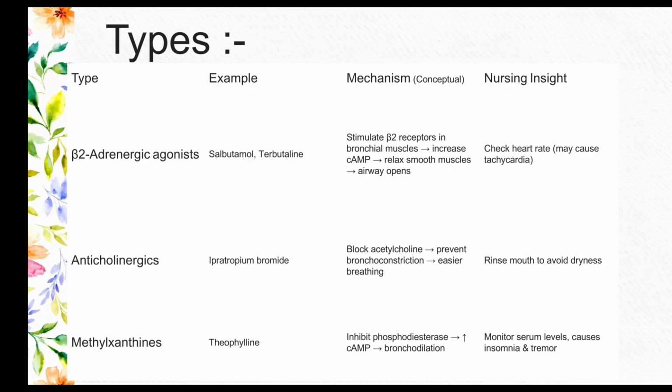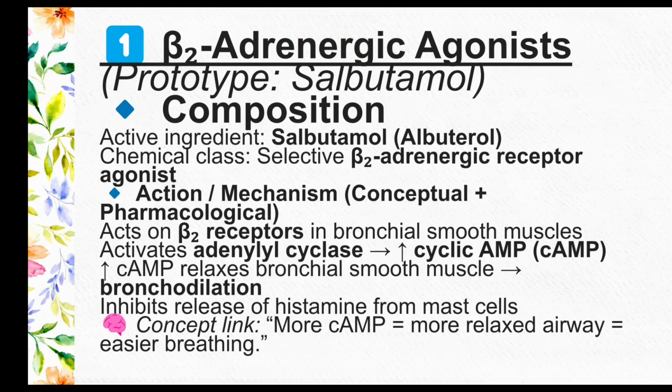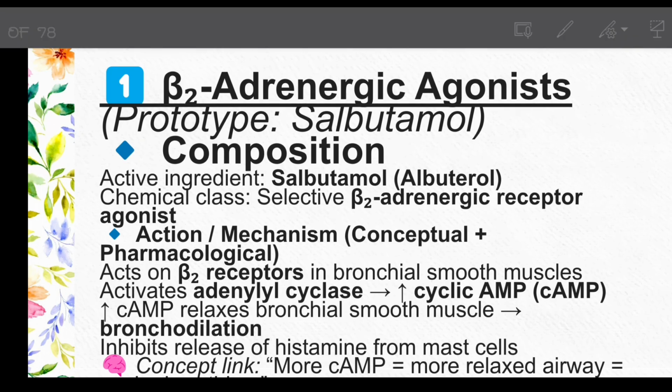Now we'll discuss the types. There are three major types. First is beta 2 adrenergic agonists, second is anticholinergics, and third is methylxanthines. These are the three types. Now we'll discuss the first type, beta 2 adrenergic agonists. The prototype, for example, is salbutamol. You all know about salbutamol, right? It's an example.